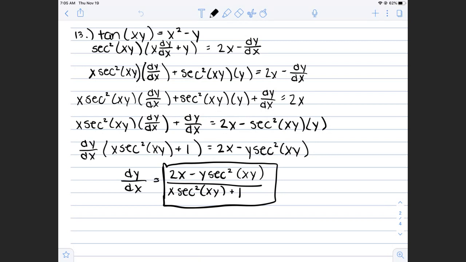Okay, anybody has any questions? Okay, looks like we're really good at implicit differentiation. Great. All right. Okay, thank you, Alexandra. Next one.